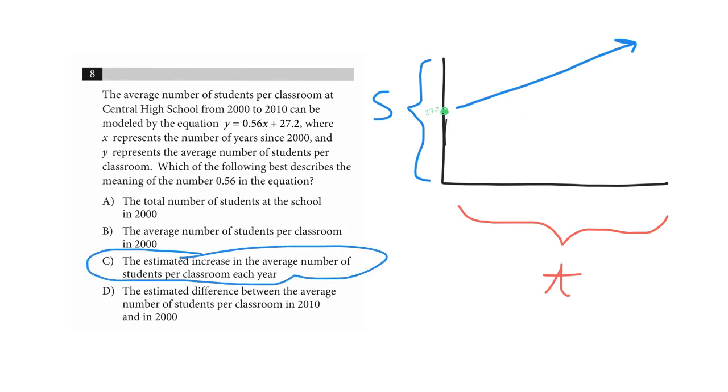So this just has to do with your ability to understand what this means, to get clear that that's the y-intercept, that that's the number of students that we had in year 2000, and to realize that 0.56 represents the rate of change, also known as the increase in number of students per year. All right, and it's the average number of students.